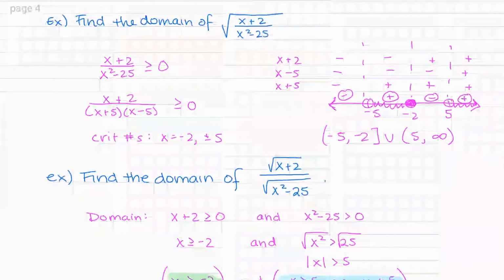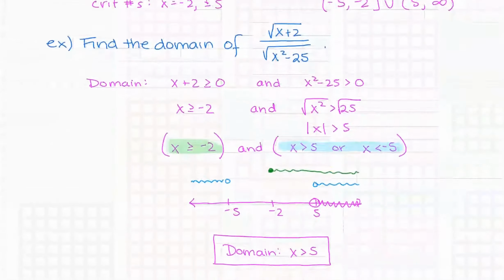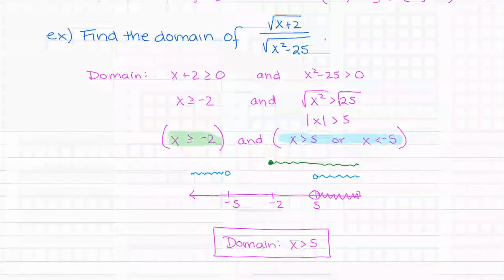Now I could do the whole sign chart thing, but these are much easier to solve by themselves. So I solve this inequality by itself and this inequality by itself, and I wind up with these two things. I want to know when x is greater than or equal to -2 and when x is greater than 5 or less than -5. So I need to look at these two things separately. But I want to know what values of x will make both of them true.